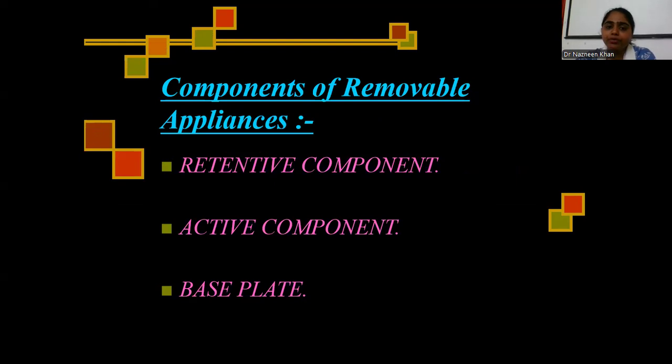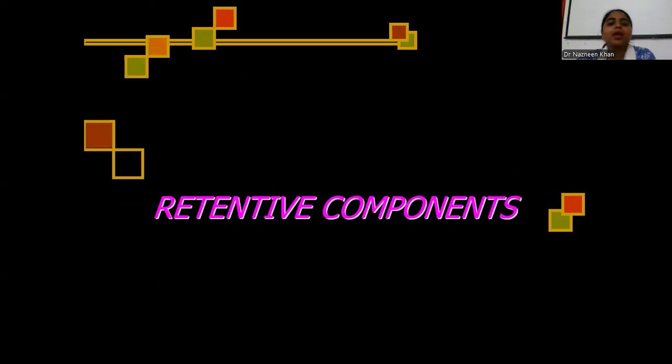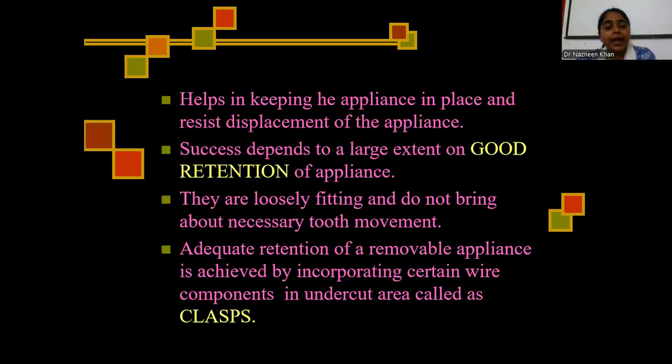The components of removable appliances are the retentive component, the active component, and the base plate. Retentive components help in keeping the appliance in place and resist displacement of the appliance. Success depends to a large extent on good retention of the appliance. Otherwise they are loosely fitted and do not bring about the necessary tooth movement. Adequate retention of the removable appliance is achieved by incorporating certain wire components in undercuts, called the clasp.